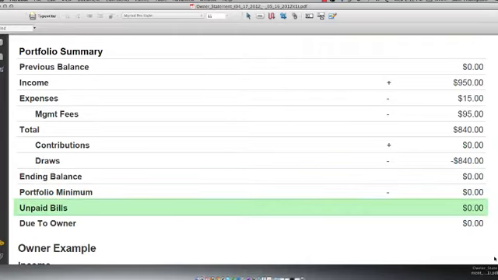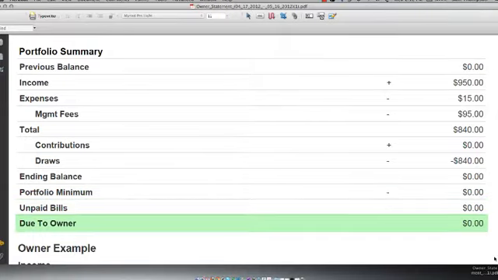Unpaid bills is the total of any unpaid bills that were not covered by income on this statement, and is the amount owed to RPM at the date the statement ended. The due to owner line is a total of all lines in the summary section, in this case, $0, as the owner was sent all funds owed to them at the end of the statement.